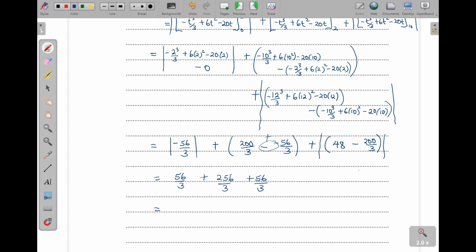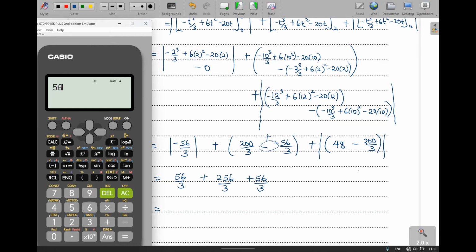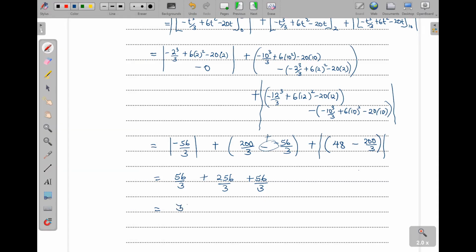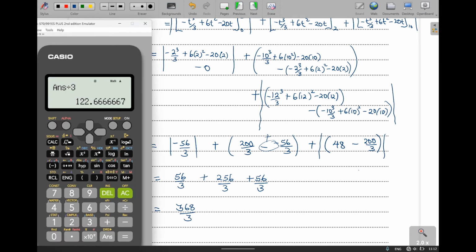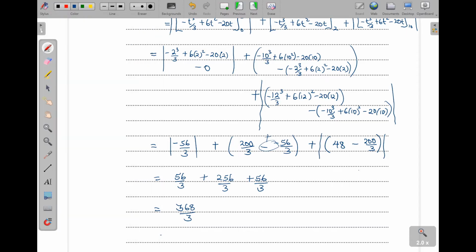So all of this together is actually over 3. So 56 plus 56, then plus 256. This one gives us 368. So we shall write 368 over 3. To 3 significant figures, I can write the answer as 123 meters. That is to 3 significant figures, or you can even leave it here like this. No problem, you get all the marks.